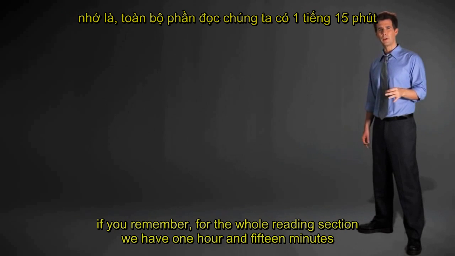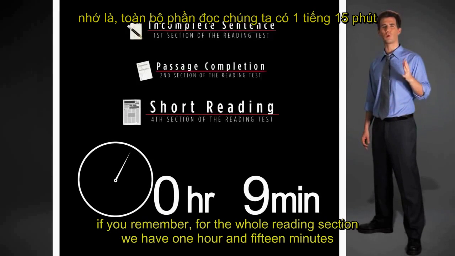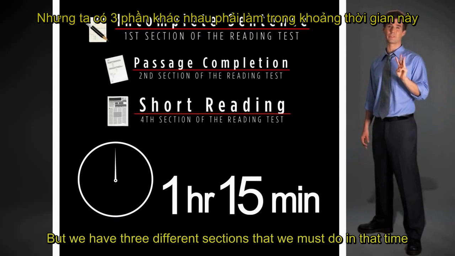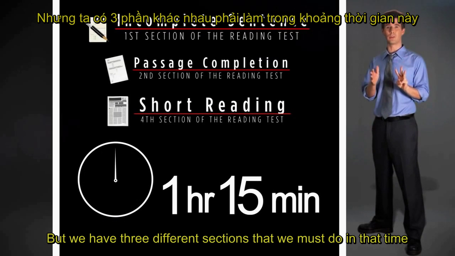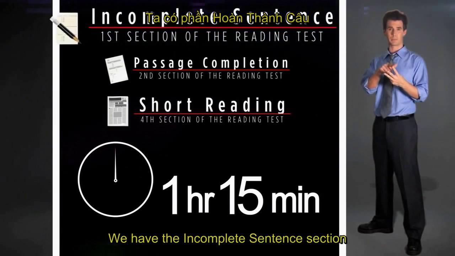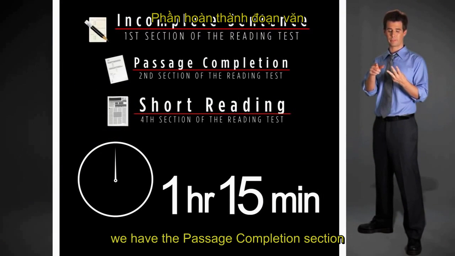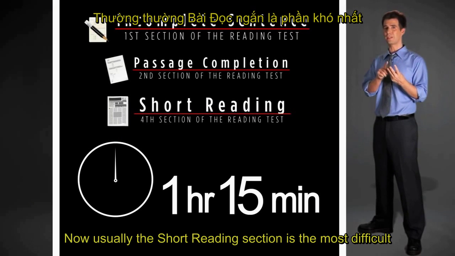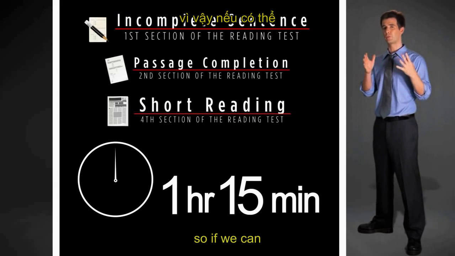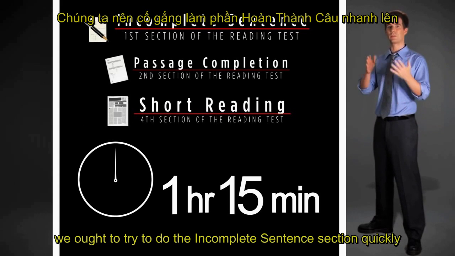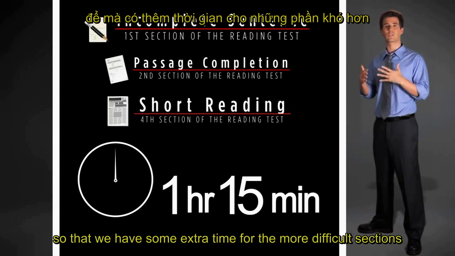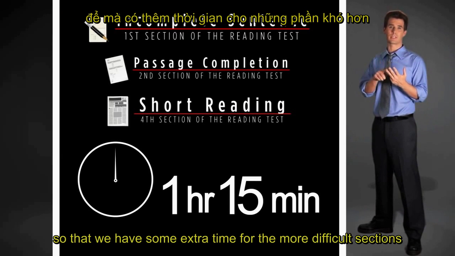If you remember, for the whole reading section, we have 1 hour and 15 minutes. But we have 3 different sections that we must do in that time. We have the incomplete sentence section, we have the passage completion section, and we have the short reading section. Now, usually the short reading section is the most difficult. So if we can, we want to try to do the incomplete sentence section quickly so that we have some extra time for the more difficult sections.